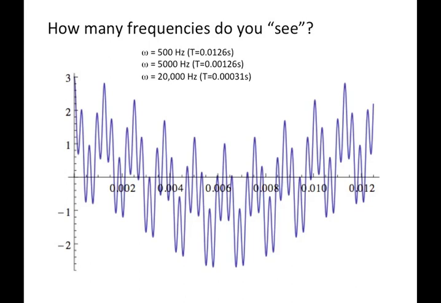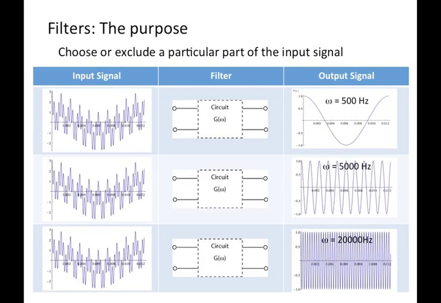And so you might imagine that, hey, I only want to look at one of those frequencies. And so that's the idea of the filter. The filter lets us put in this input signal and either pick out the low frequency 500 hertz, the mid frequency 5,000 hertz, or the high frequency 20,000 hertz. The basic idea is we're going to put some input in, this complicated input on the left, and we're going to take out whatever frequency it is that we want. So how do we do that?